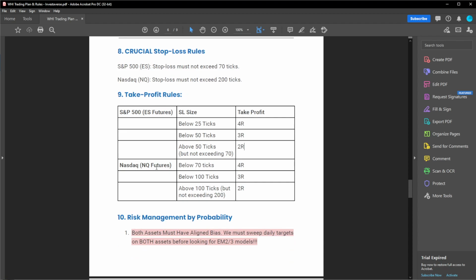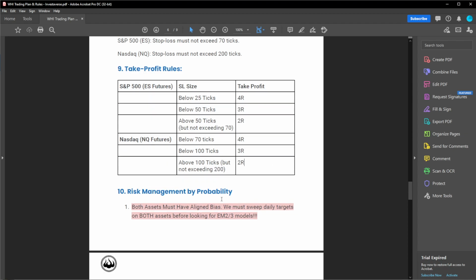NASDAQ or NQ futures, if it's below 70 ticks, safe to take 4R. Below 100 but above 70, 3R. If it's above 100 ticks but not exceeding 200, you want to take 2R.